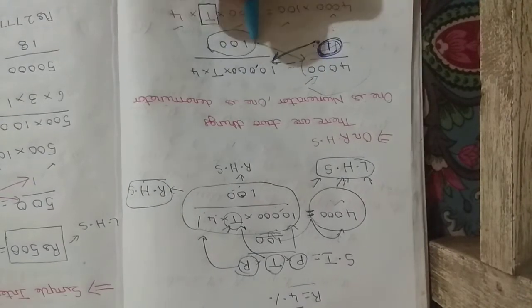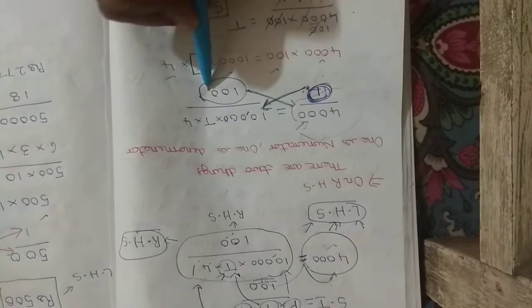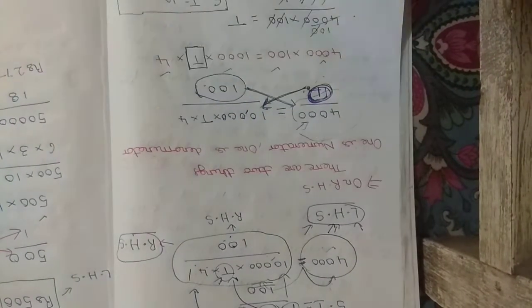Whatever is written here, you will bring it this side. Now see what I did. 100 was written here. I have to bring it this side, is equal to the left hand side. पर उसको मैं लाऊंगा मल्टीप्लीकेशन के साथ.